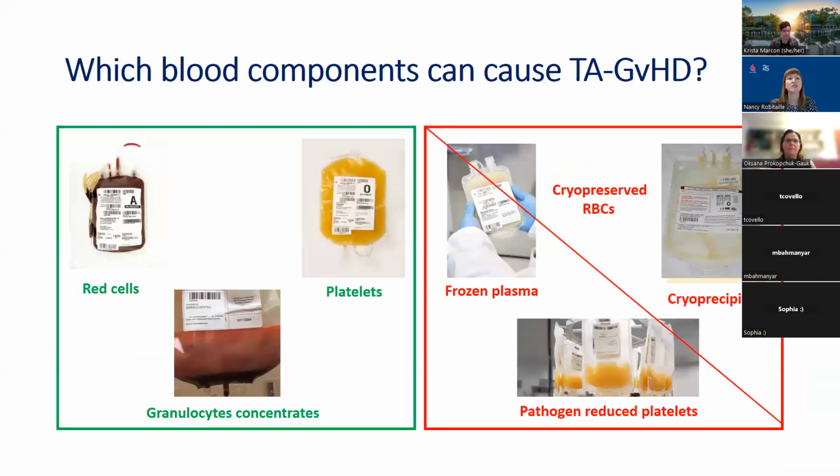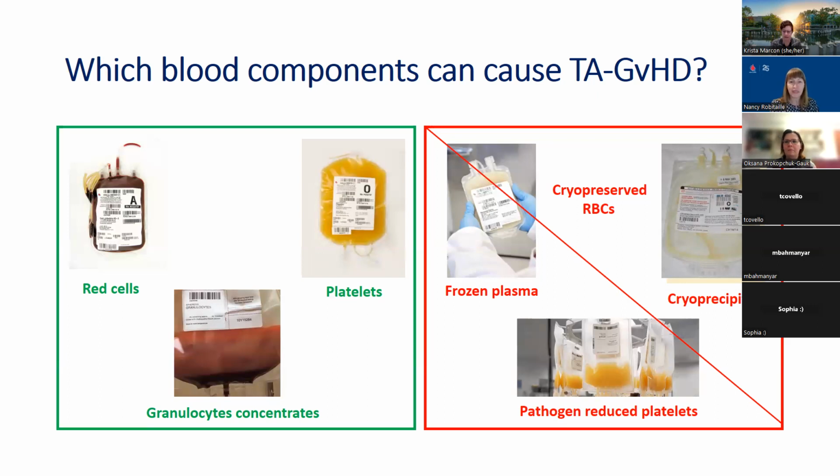Next slide. So which blood components can cause TA-GvHD? As mentioned earlier, the products at risk are cellular products, mainly red cells, platelets, and granulocyte concentrates. Some products do not cause serious problems because although they may contain some viable T lymphocytes, they are in such small amount that there is no case of TA-GvHD reported with those products.